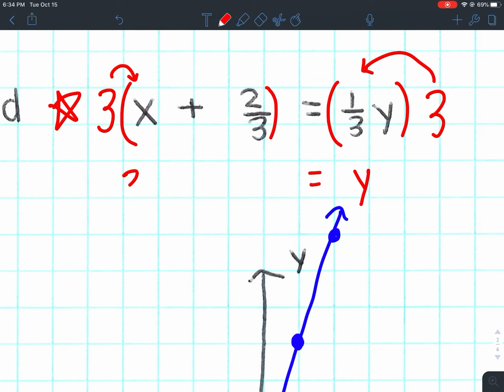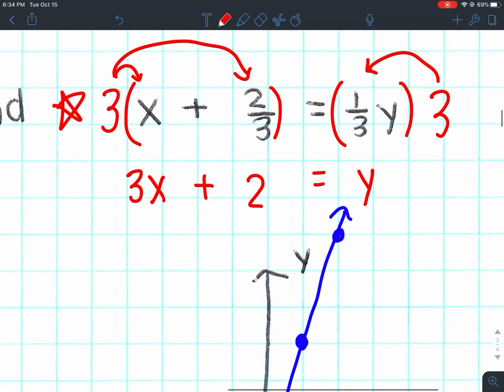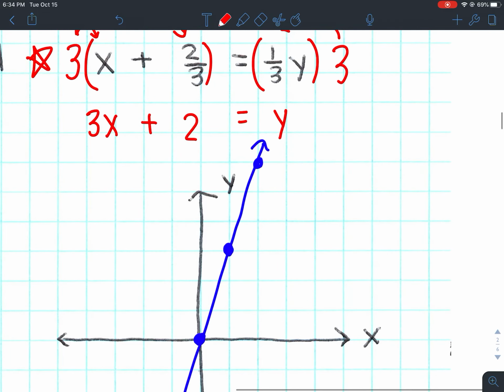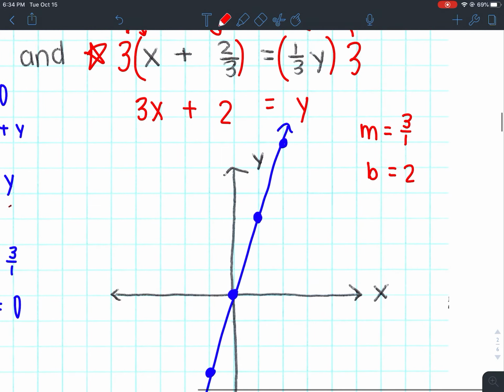Then I do 3 times x, which is going to be 3x, and then 3 times 2/3, which is going to be positive 2. So now I have 3x plus 2 equals y, and this is in slope-intercept form already. So let's go ahead and identify our slope and our y-intercept. Our slope here is positive 3 over 1, or positive 3, and our y-intercept here is positive 2.